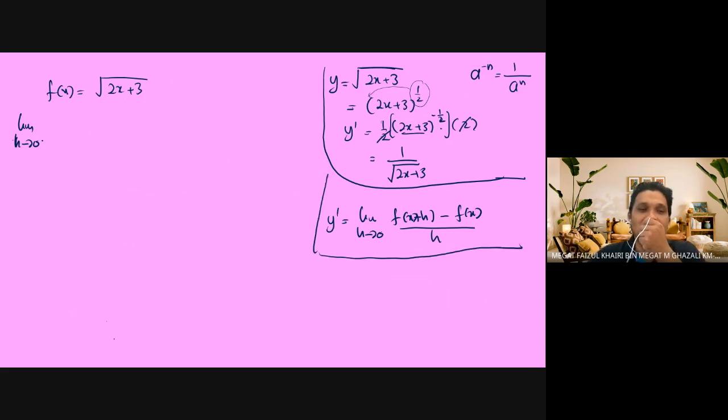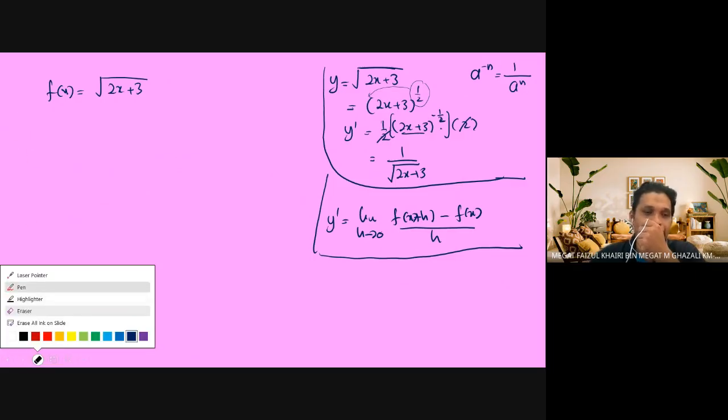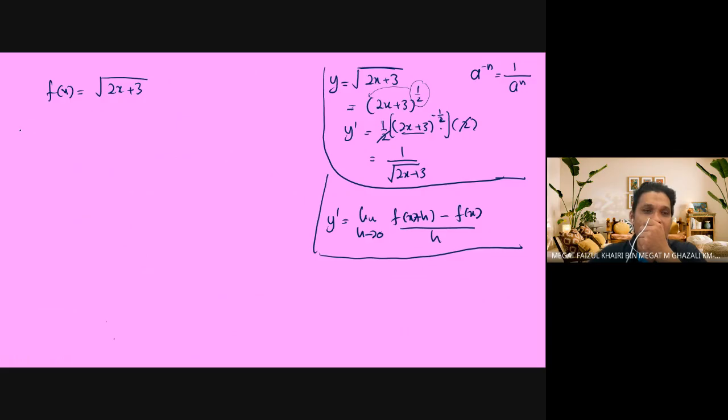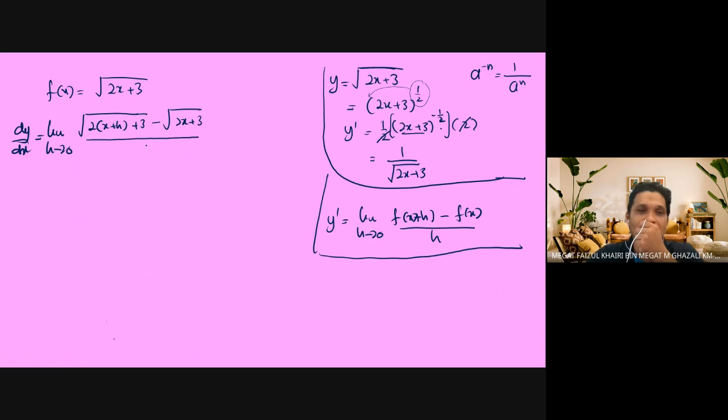Okay, so for this, it's actually y prime or dy/dx. dy/dx equals the limit of h approaching 0 of [square root of (2x + h + 3) minus square root of (2x + 3)] divided by h. Okay.